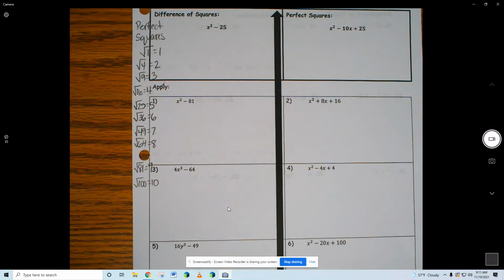What's going to happen today is we're going to factor, but we're not going to use a box or any method like that. What we're going to do is we're going to have perfect squares. Are you with me, Mr. Shane?